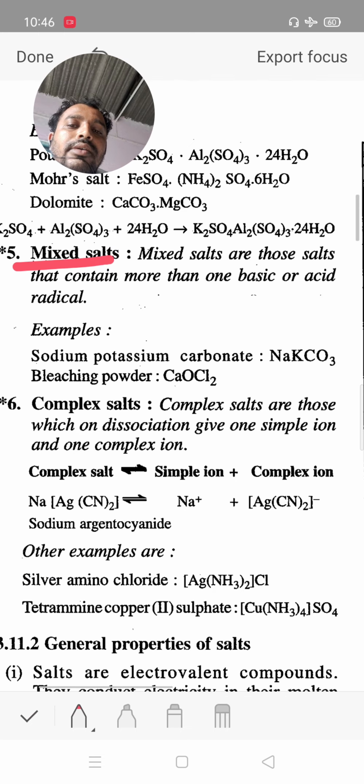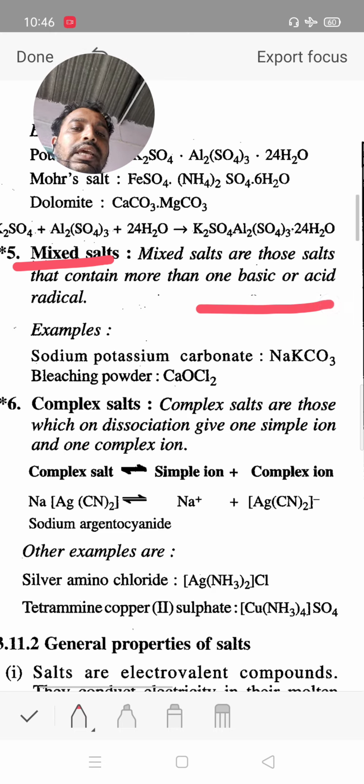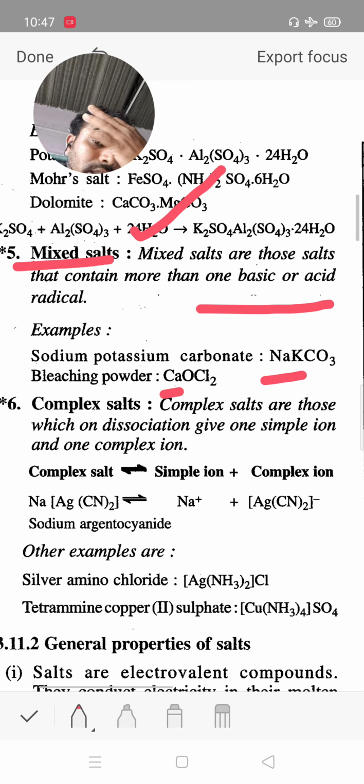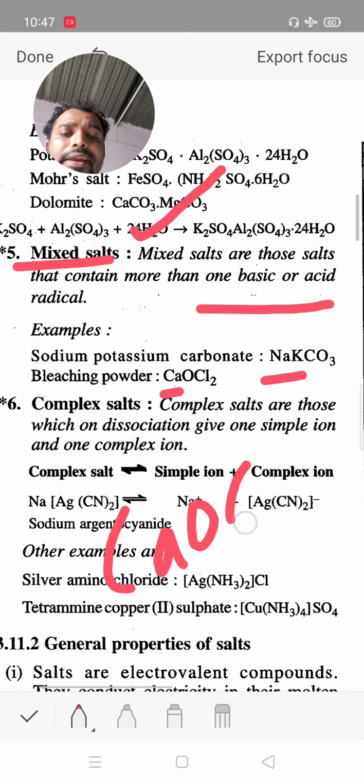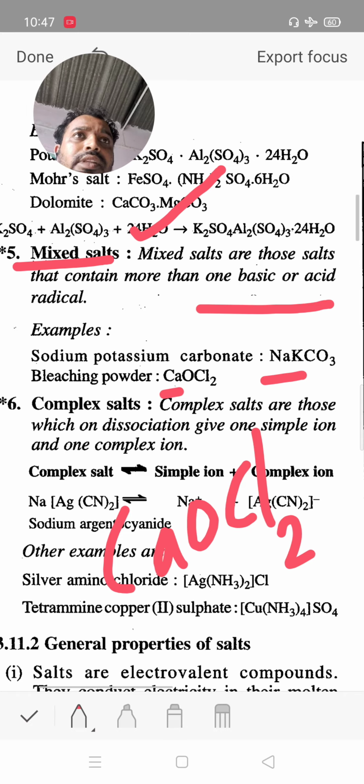Now mixed salt. A mixed salt contains more than one basic or acidic radical. Example, sodium potassium carbonate is an example of a mixed salt. Another example, calcium oxygen and chloride, that is oxygen and chlorine, therefore bleaching powder, calcium oxychloride, is an example of a mixed salt. It is used for bleaching of clothes, as a cleansing agent.